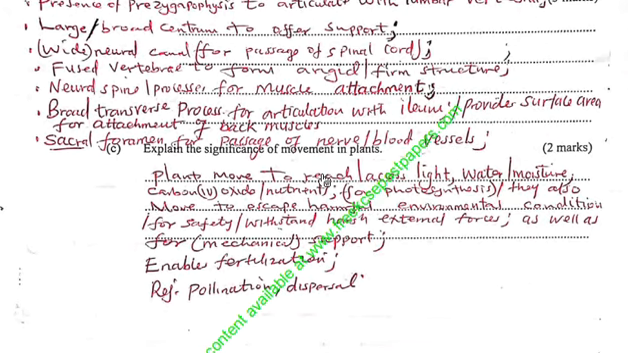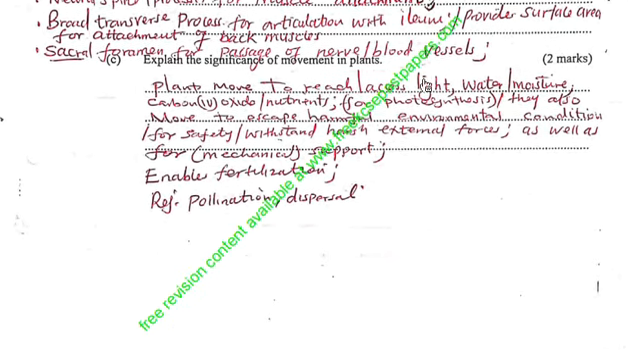Part C, explain the significance of movement in plants. The plants move to reach or access light, water or moisture, carbon dioxide, and nutrients, and these are important for photosynthesis. They also move to escape harmful environmental conditions, for safety, or to withstand harsh external forces, as well as for mechanical support. Then the movement also enables fertilization, that is during chemotropism, the growth of the pollen tube, which will enable fertilization to take place.